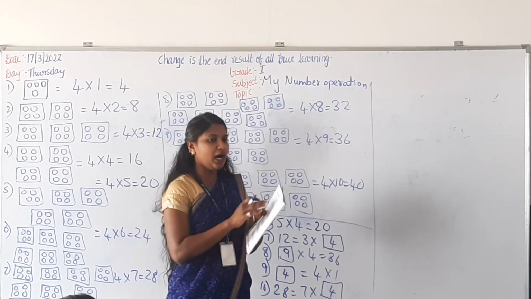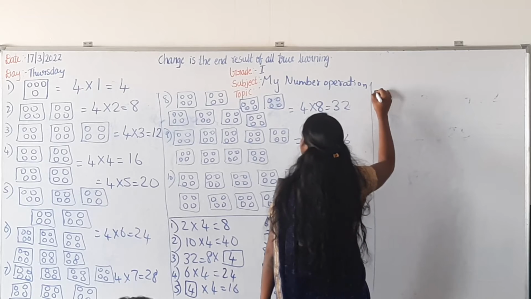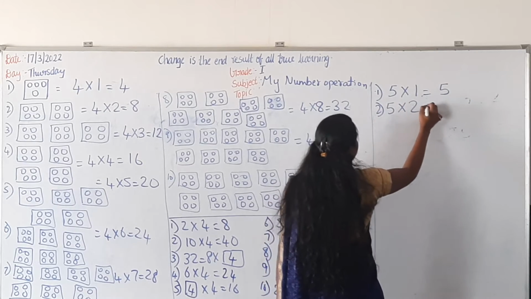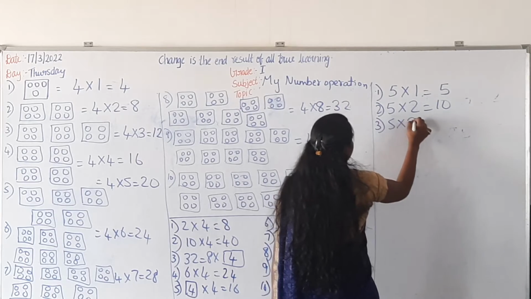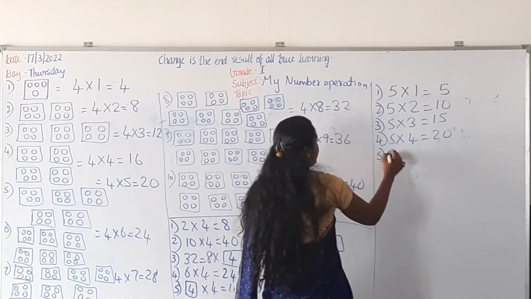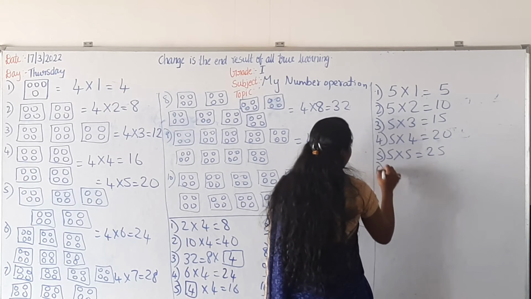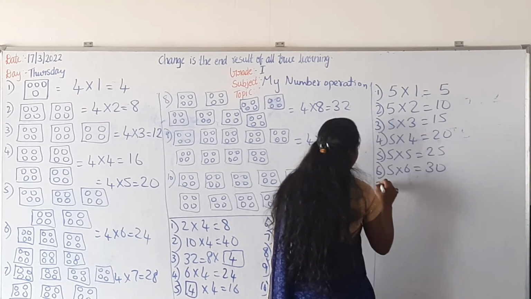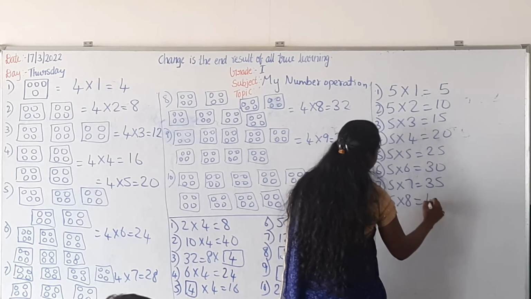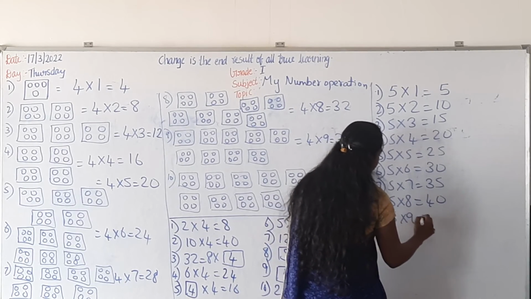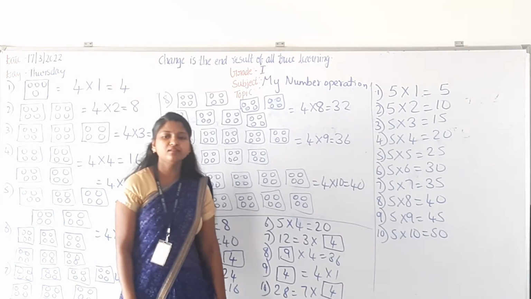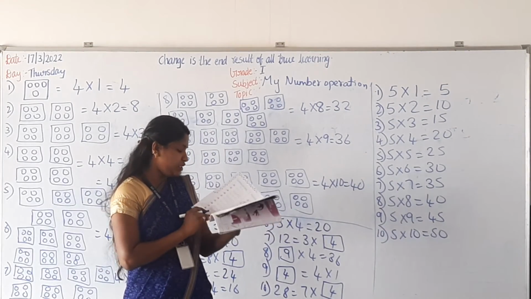Table of 5. I won't draw it. Now tell me, 5 into 1. What is 5 into 1? 5. 5 into 10 is 50. Understood? Yes. Copy this, and page number 54 is your homework.